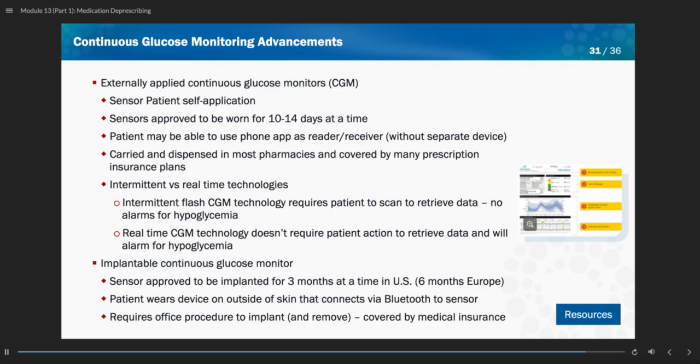Due to the need, though, for the office procedure to place it and remove it, the coverage here would be only through medical, and this may be more cost prohibitive, and there might be more restrictions on what medications you have to be on and which indications are covered, for example, type 1 versus type 2. So this I would expect would be currently covered for type 1 patients almost exclusively.